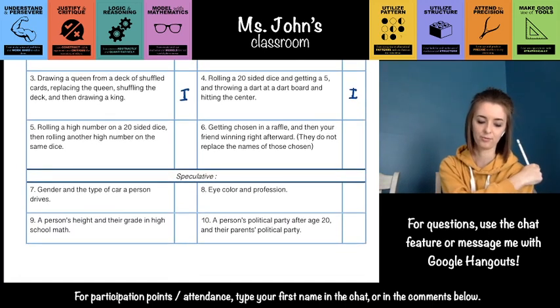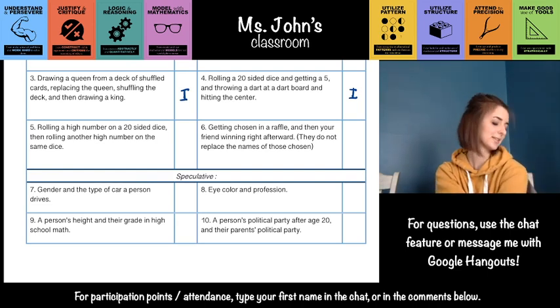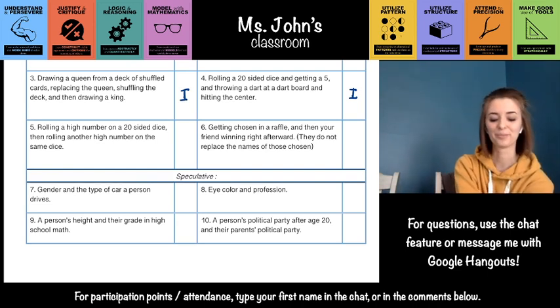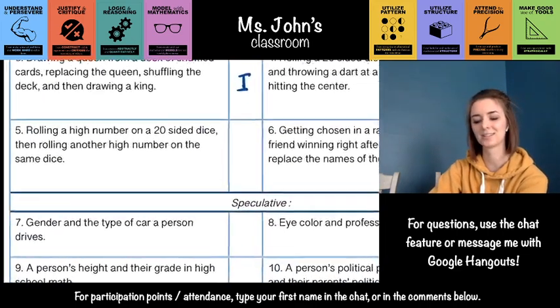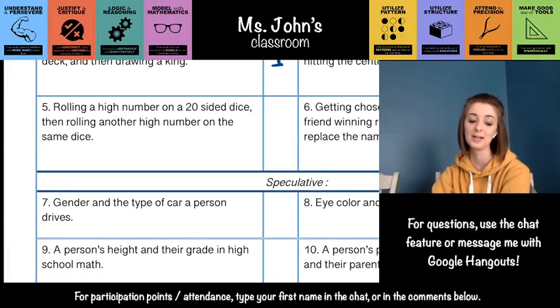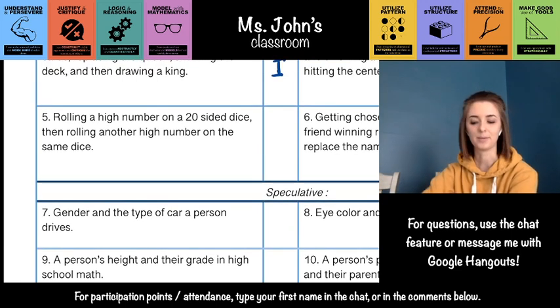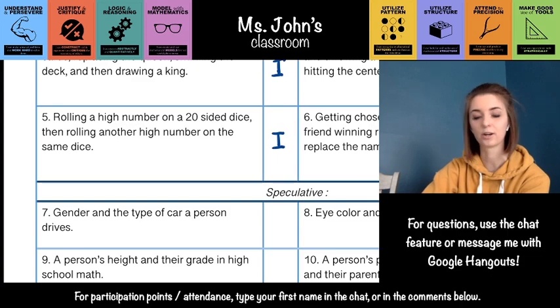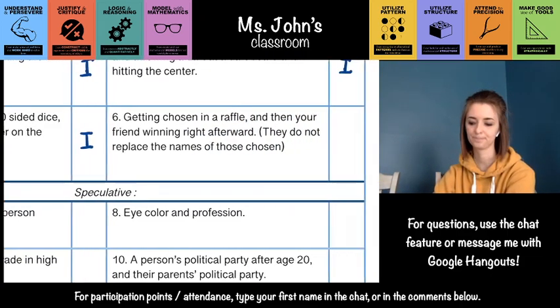Number 5, rolling a high number on a 20-sided die and then rolling another high number. Remember when I said I was a nerd? This is another thing. People are often, when they play D&D, like, oh no, I'm just rolling terrible tonight, which is such a funny statement because anytime you roll the die, it's completely independent of the last time you roll it. But anyway, this person's having good luck, rolling a high number on a 20-sided die and rolling another high number. Those things are completely independent of each other, and the same probability occurred when you first rolled it as the second time, so that is independent.